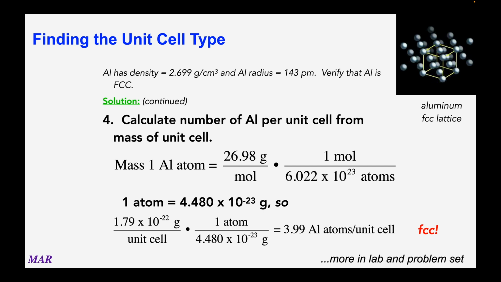The one thing I want to highlight is that you'll usually have a radius in picometers, sometimes angstroms, whatever. You want to convert those to centimeters before you cube them, because it's much easier dealing with centimeters cubed than it would be picometers cubed or angstroms cubed. And again, we'll talk more about this in the lab.